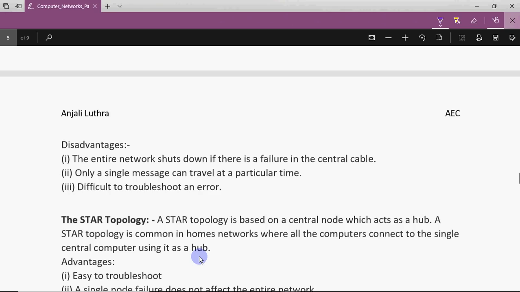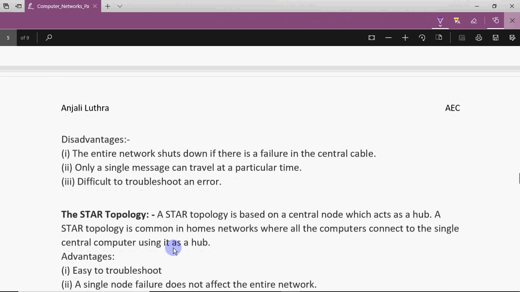It will collide and none of them will be transmitted, and the systems have to transmit again. Then it is difficult to troubleshoot an error. If one of the computers is not working, it's usually a bit difficult to find out which computer is not working.